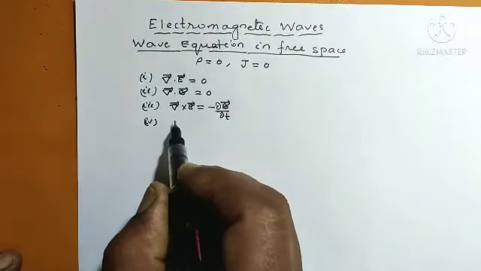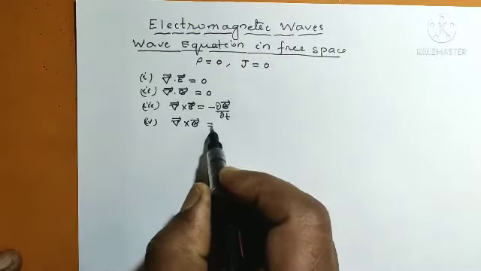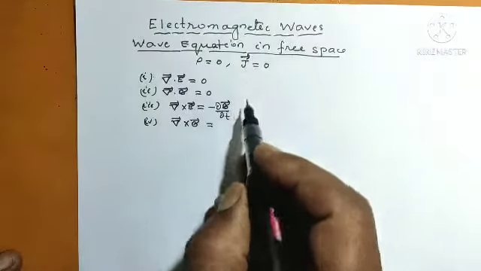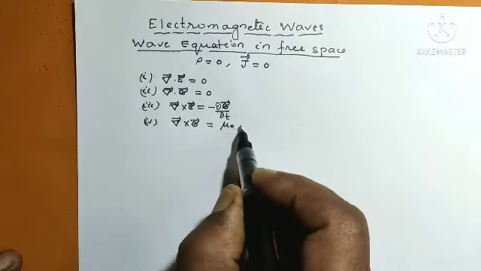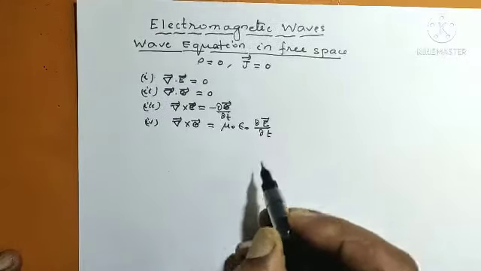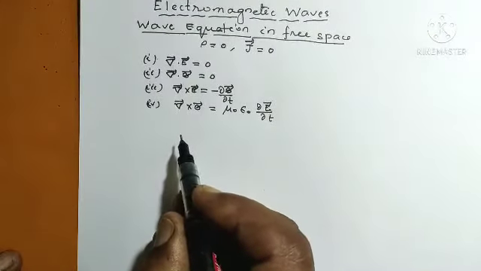And the fourth one is del cross B is equal to mu 0 J, J is your current density, that is 0. So the first term is 0 and the second term is mu 0 epsilon 0 del E by del t. So these are Maxwell's equations in free space.